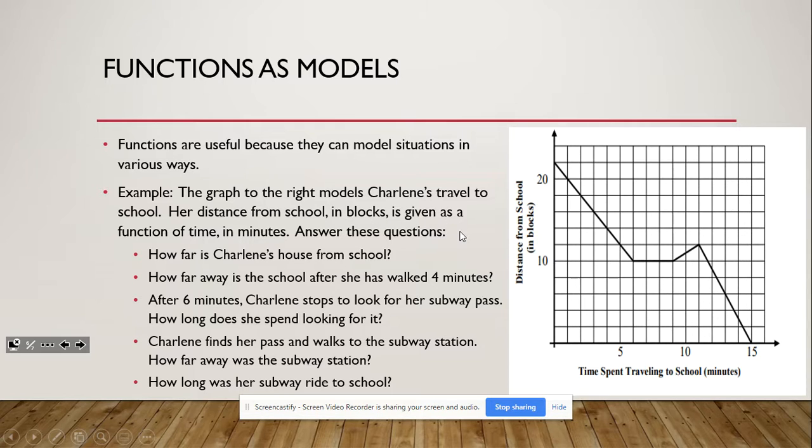Charlene finds her pass and walks to the subway station. How far away was the subway station? And again, that question is implying from where Charlene stopped to find her pass. And then, how long was her subway ride to school? Pause the video at this point to give yourself a chance to try these questions on your own.